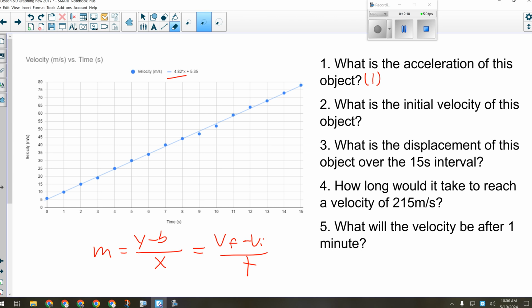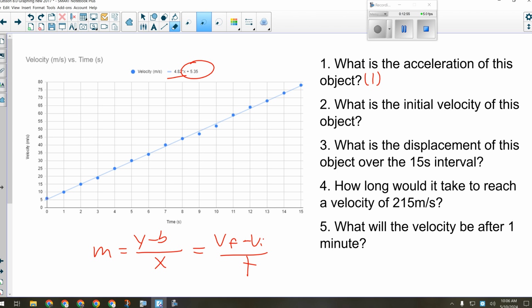What's the initial velocity of this object? Initial velocity would be how fast and in what direction I'm going at time 0. According to this graph, at time 0, the object is moving at positive 5.35 meters per second. Did I have to do any calculating? No, but I had to remember what initial velocity means. Initial velocity is how fast I'm going at time 0. Well, that I can read right here because the y-intercept is the initial value of y, in this case, velocity.